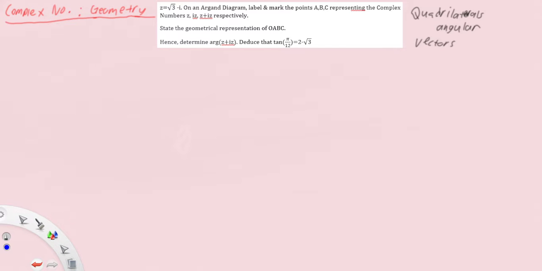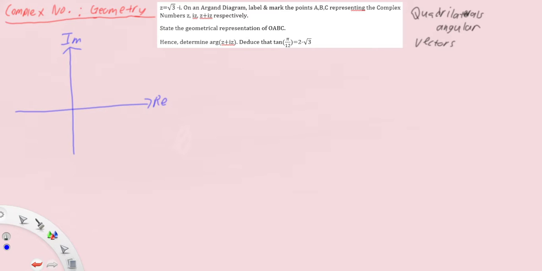As you see from this example, where we have z equals root 3 minus i, we want to sketch on the Argand diagram ABC the points that represent z, iz, and z plus iz respectively. And then they want us to state the geometrical representation of OABC. So let's do that first. We start off with the Argand diagram.